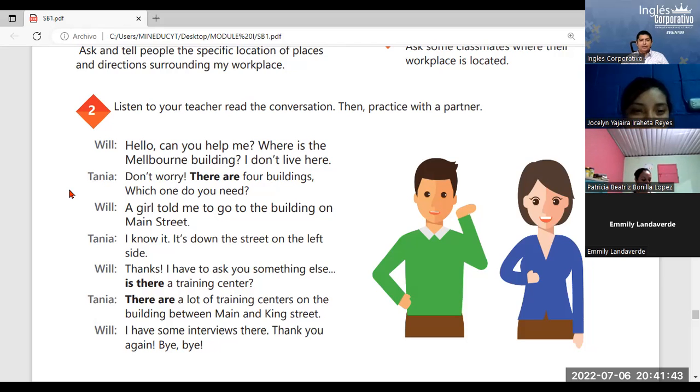Hello, can you help me? Where is the Melbourne building? I don't live here. Don't worry. There are 4 buildings. Which one do you need? The girl told me to go to the building on Main Street. I nodded. It is down the street on the left side. Thanks. I had to ask you something else. Is there a training center? There are a lot of training centers on the building between Main and King Street. I have some interviews there. Thank you again. Bye bye.